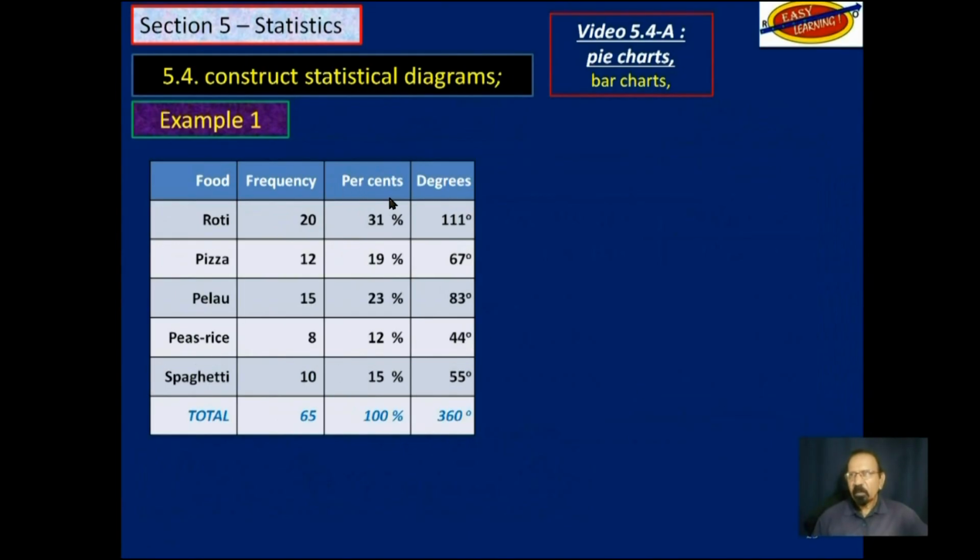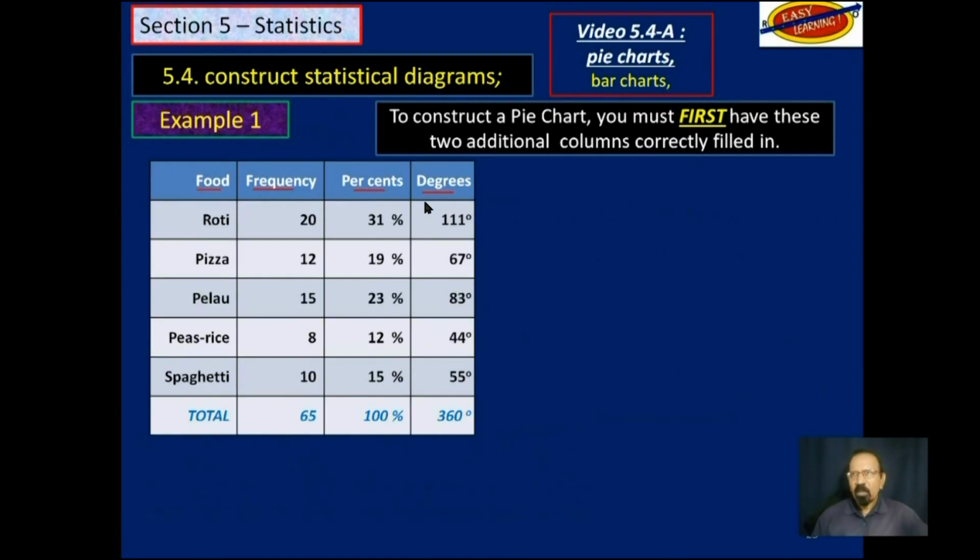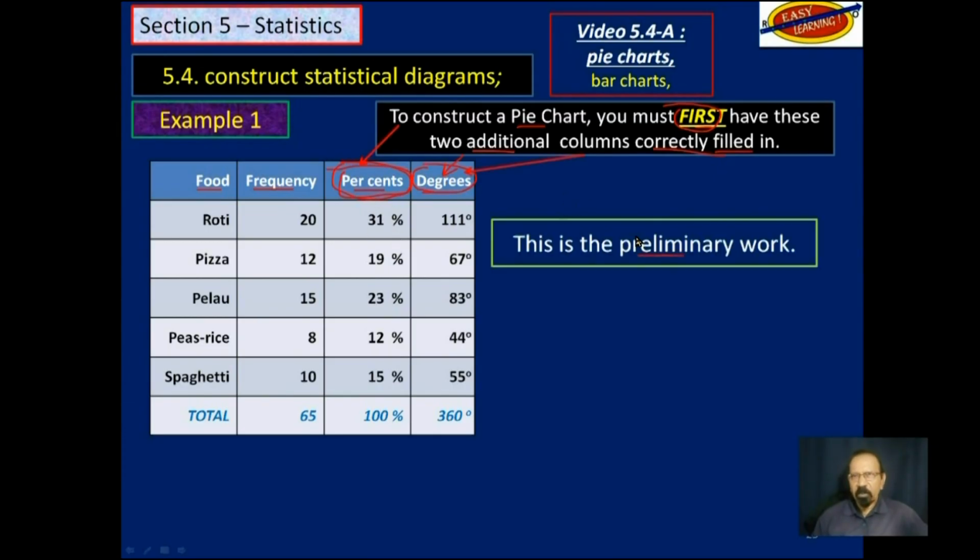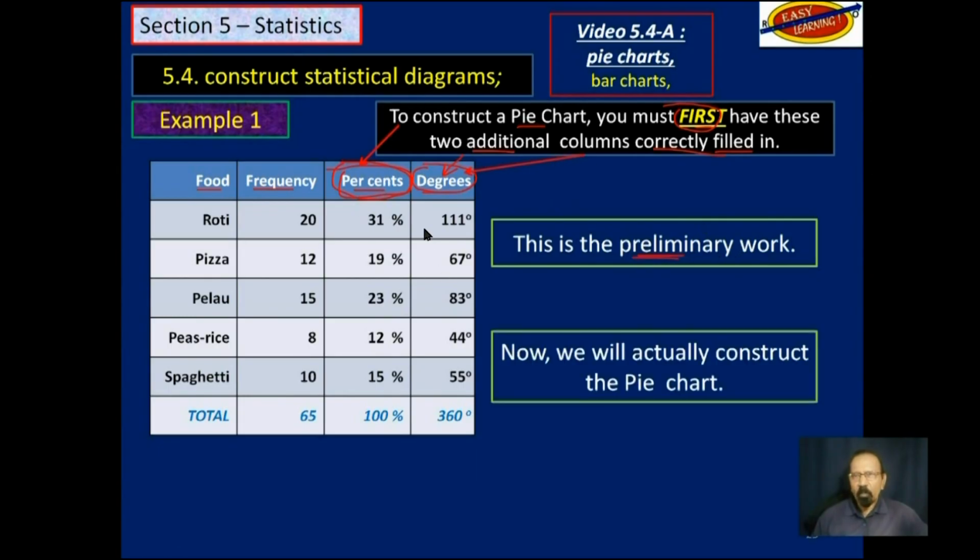So now we have type of food, frequency, percents, and degrees. To construct a pie chart, you must first have these two additional columns correctly filled in, the percents and the degrees. We will actually have to measure the degrees and we will have to write in the percents. So this is the preliminary work. Now we will actually construct the pie chart.